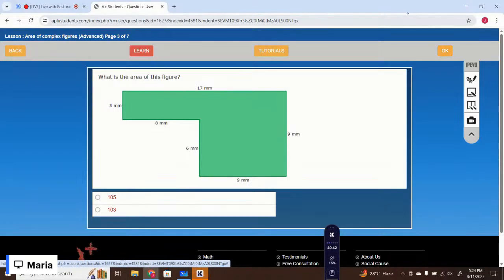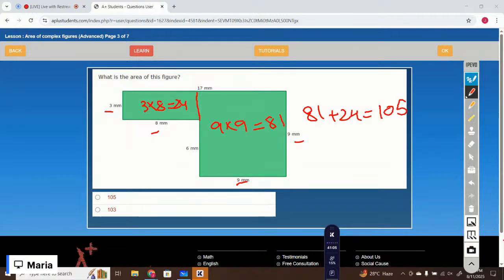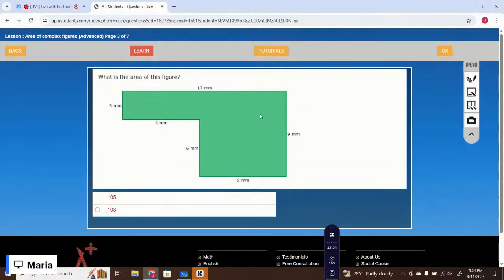What is the area of the figure? So that is 9 times 9. 9 times 9 is 81. And 3 times 8. 3 times 8 is 24. So just add 81 plus 24 is 105. Option number 1 is the correct option, 105.